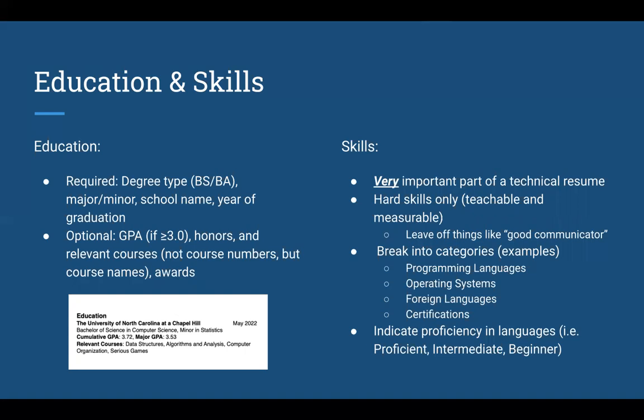Things that are optional. So if your GPA is 3.0 or higher, whether it's cumulative or your major, you should include it. You also want to list any honors, any relevant courses. So don't put something like COMP 110, you want to put intro to programming, et cetera. And that is going to be how you would list this particular section here.